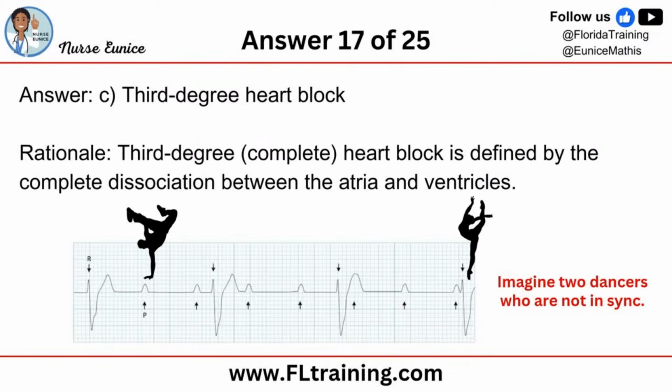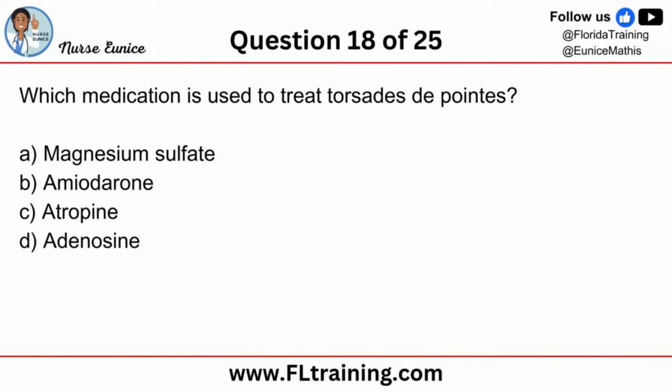Okay, so again, nothing's dropping. The P's are marching out. The P to P interval will be the same. The R to R interval will be the same, but your QRSs are coming anytime they want, whether it's before a P, directly on top of a P, it doesn't matter. So that will be a complete heart block, which if we don't get this person taken care of, they would go into a more lethal arrhythmia, such as asystole or ventricular fibrillation.